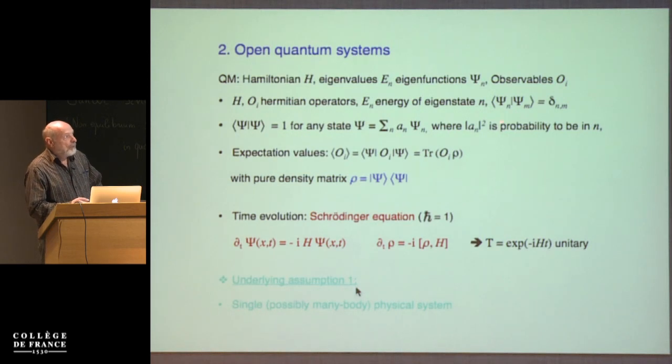And these coefficients are just the probability to find the system in some eigenstate n. And expectation values are given by the scalar products, which you can also write as a trace over a density matrix. And the density matrix in this setting is just a tensor product of two quantum mechanical states, a bra state and a ket state. The time evolution of such a system is given by the Schrödinger equation. I just set the h bar constant to be equal to 1, and then the Schrödinger equation for the wave function is: the time derivative of the wave function is minus i times the Hamiltonian acting on the wave function.